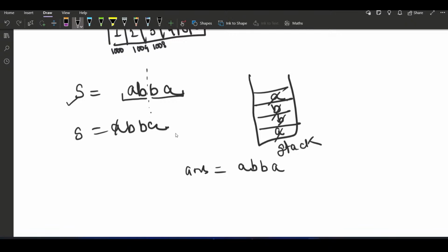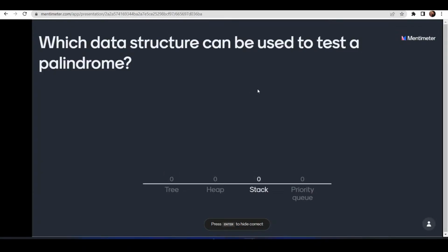If this is the case, then we have a palindromic string, and if it is not the case, then we can say that the given string is not a palindrome. So for implementing that, we can use a stack here. So let's check the answer here, and it is clearly the stack.